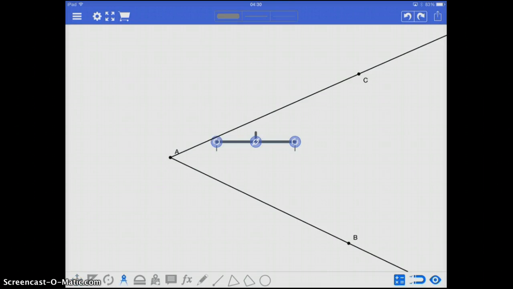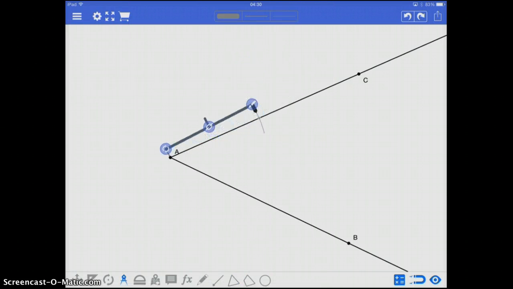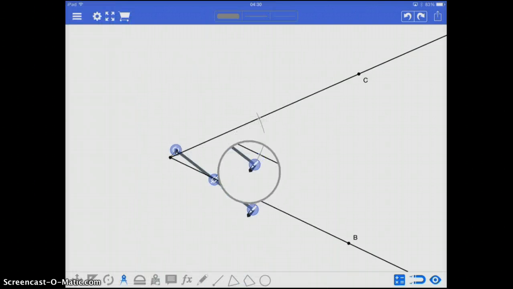So what I'm going to do again, start with my compass, place it at the hinge point of the angle, and create a decent length here. I'm going to arc and find the points of intersection for both sides or both rays that create my angle.